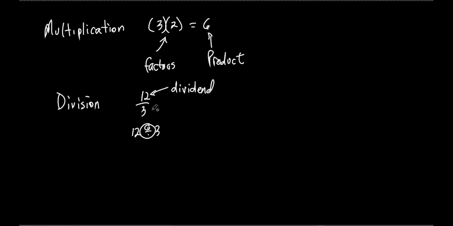Dividend, and this is the divisor. So the thing you're dividing by is the divisor. Now the answer equals what? 4. The answer, that's the one that I think is the most important, and that's the quotient. So use that word a lot. The answers to these things are the ones that they're going to use a lot.